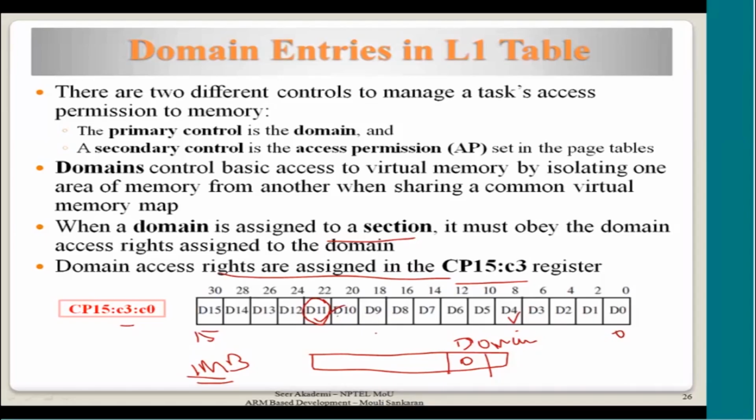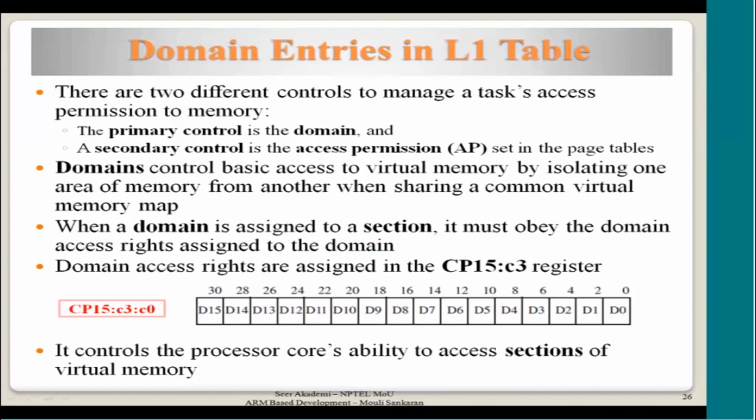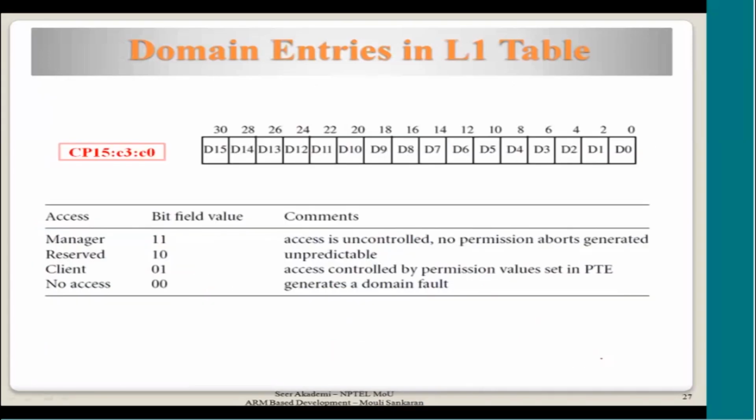Each of them occupies 2 bits. I will explain what the different entries could be, so you will know how this domain can control a particular section of the memory. So this controls the code's ability to access the sections of the virtual memory. Now these are the entries. If it is 1-1, access is uncontrolled. That means the section can be accessed either in privileged mode or in user mode. But 1-0 is unpredictable, it is not defined. 0-1 means access is controlled by permission values set in the page table.